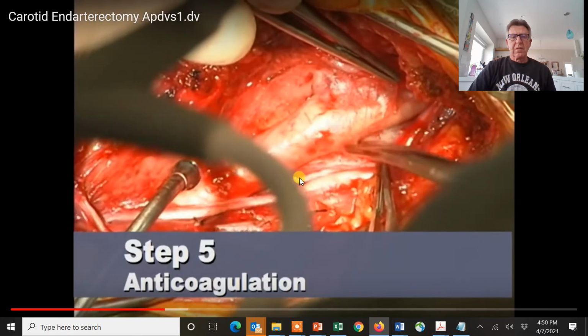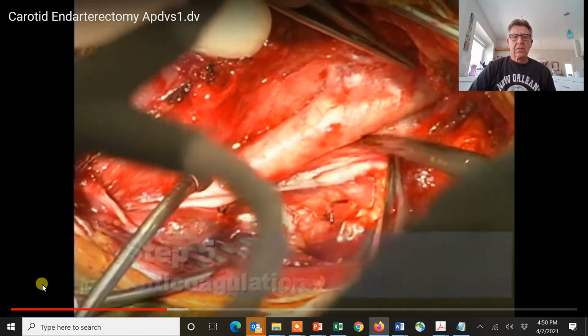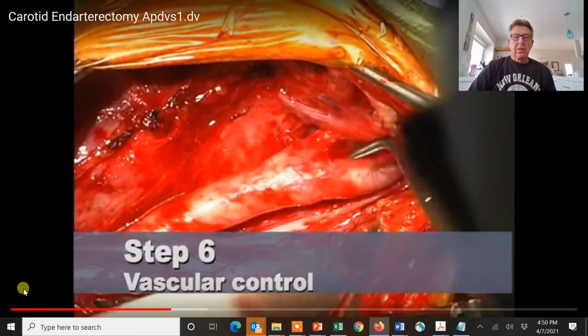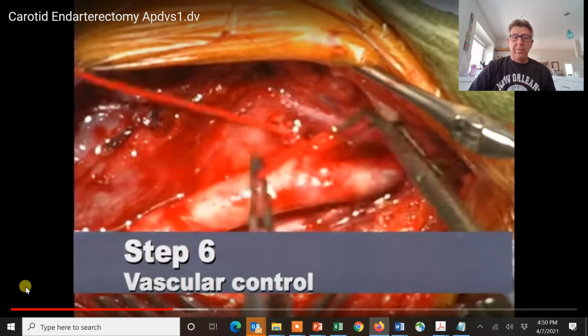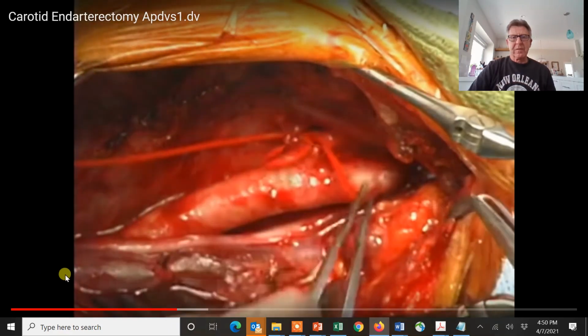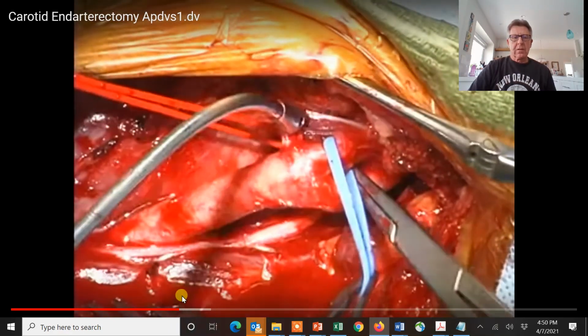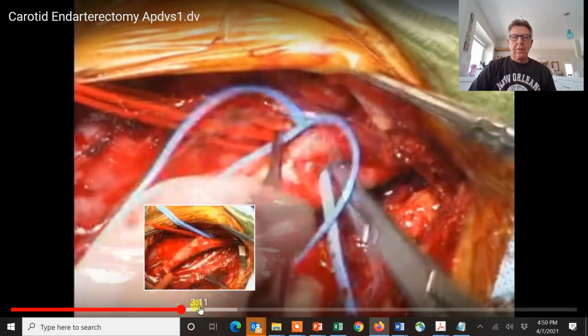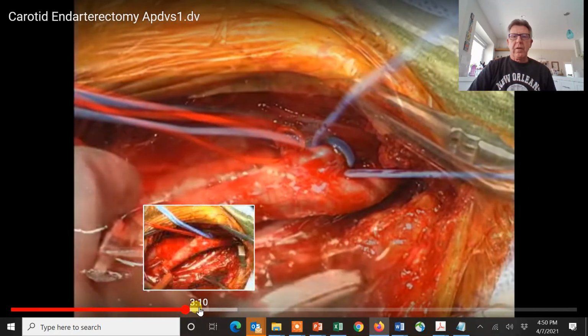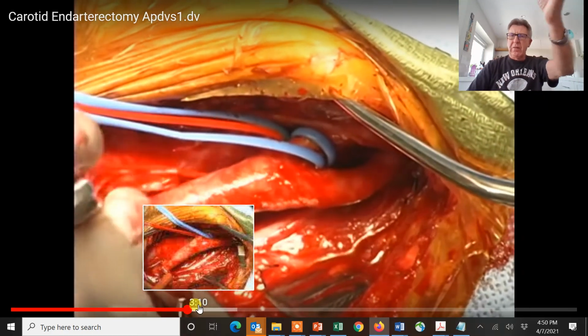Step 5 is anticoagulation. We usually anticoagulate as we get down close to the carotid bifurcation. You don't want somebody throwing a clot while you're doing this. Step 6 is to provide vascular control. We usually put a vessel loop around the superior thyroid artery and then around the external carotid artery, as well as around the internal carotid artery and the common carotid artery.